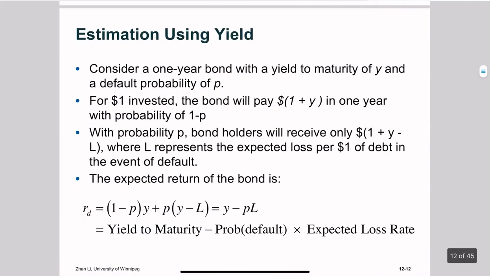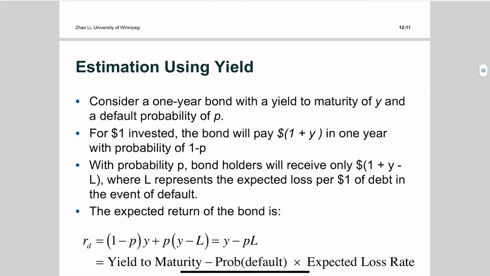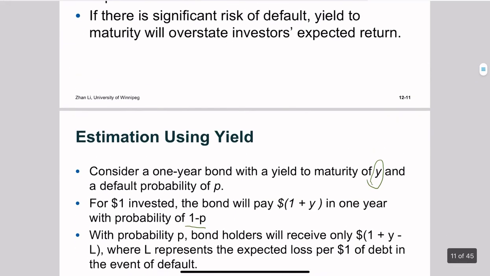Okay, now let's see this calculation here. Let's say you're having a 1 year bond. This bond has a yield of Y. However, potentially, this firm will default. So you have a yield of Y, and there are two cases. With probability 1 minus P, there's no default.